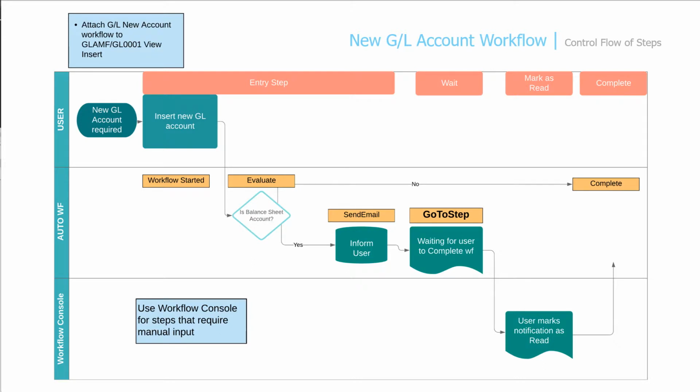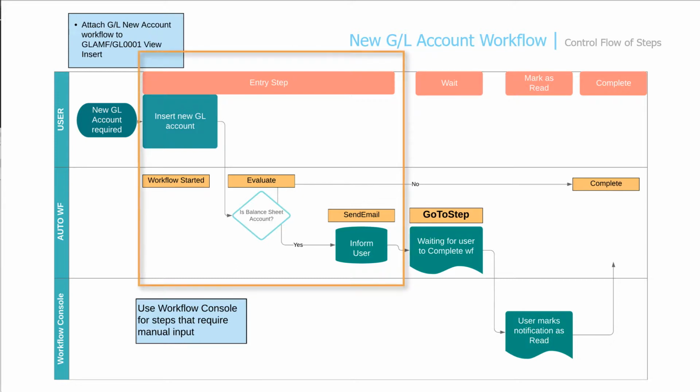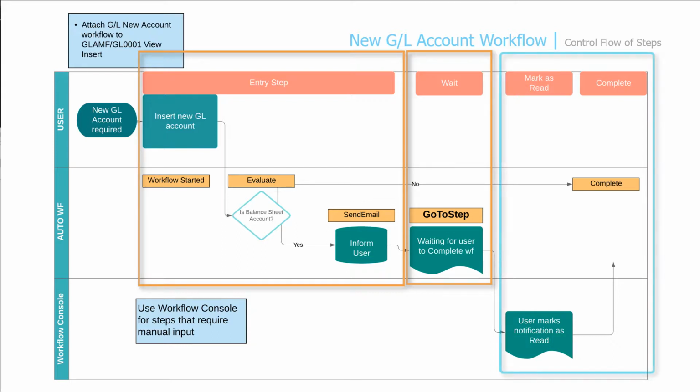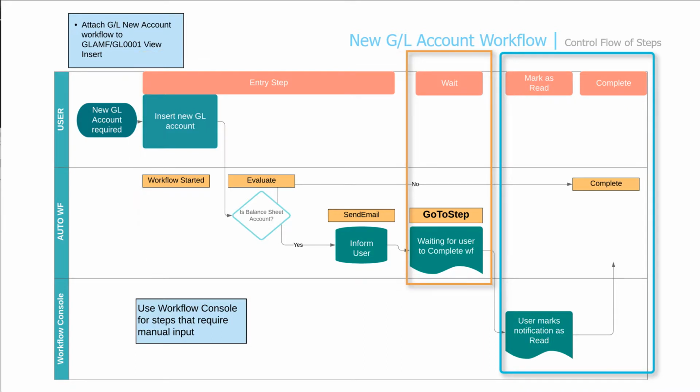In the next example, I want a workflow where the user who's assigned to that workflow actually needs to mark it as read, flag it in the console, before the workflow is completed. To do this, I need to introduce some new steps. After my entry step is run, I need to go to a step where I'm waiting for the user to complete the workflow. And then that user can use the console to mark the workflow as read. We'll look at this in more detail now. We're going to add some steps and configure the actions relating to each of these steps.